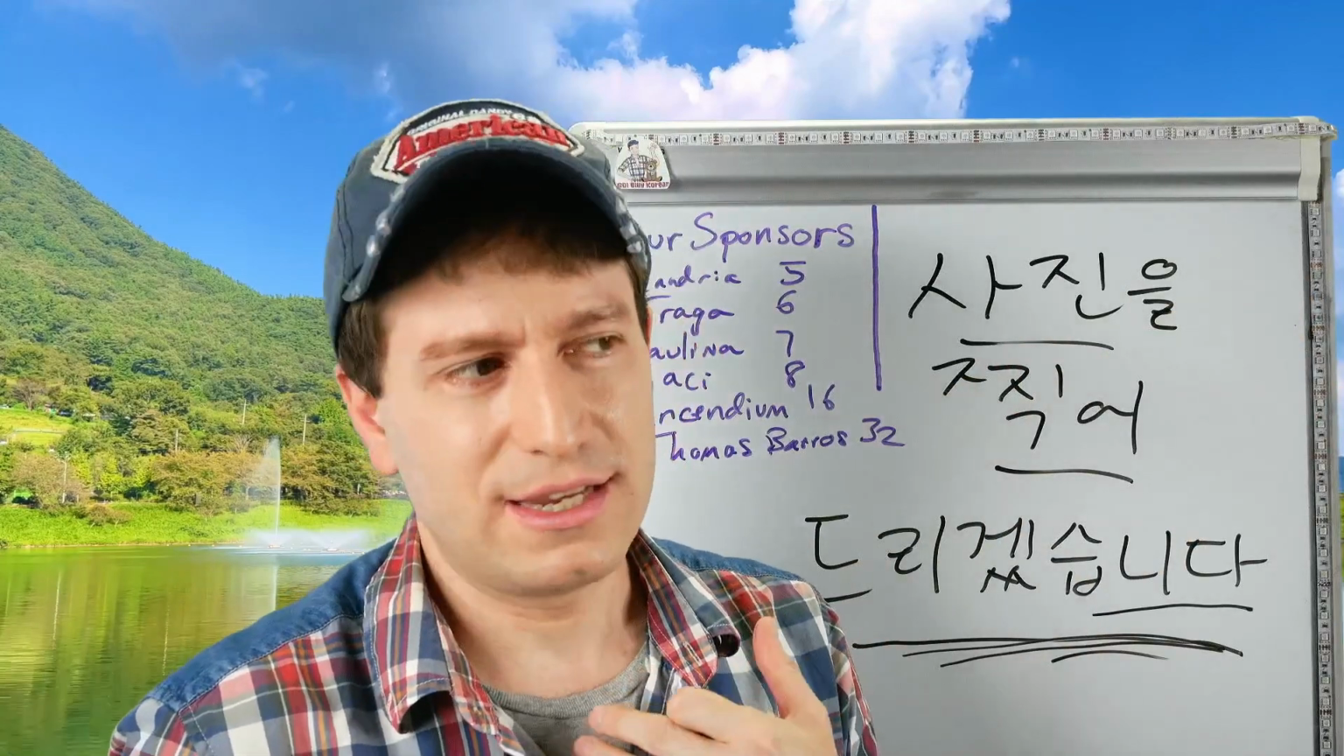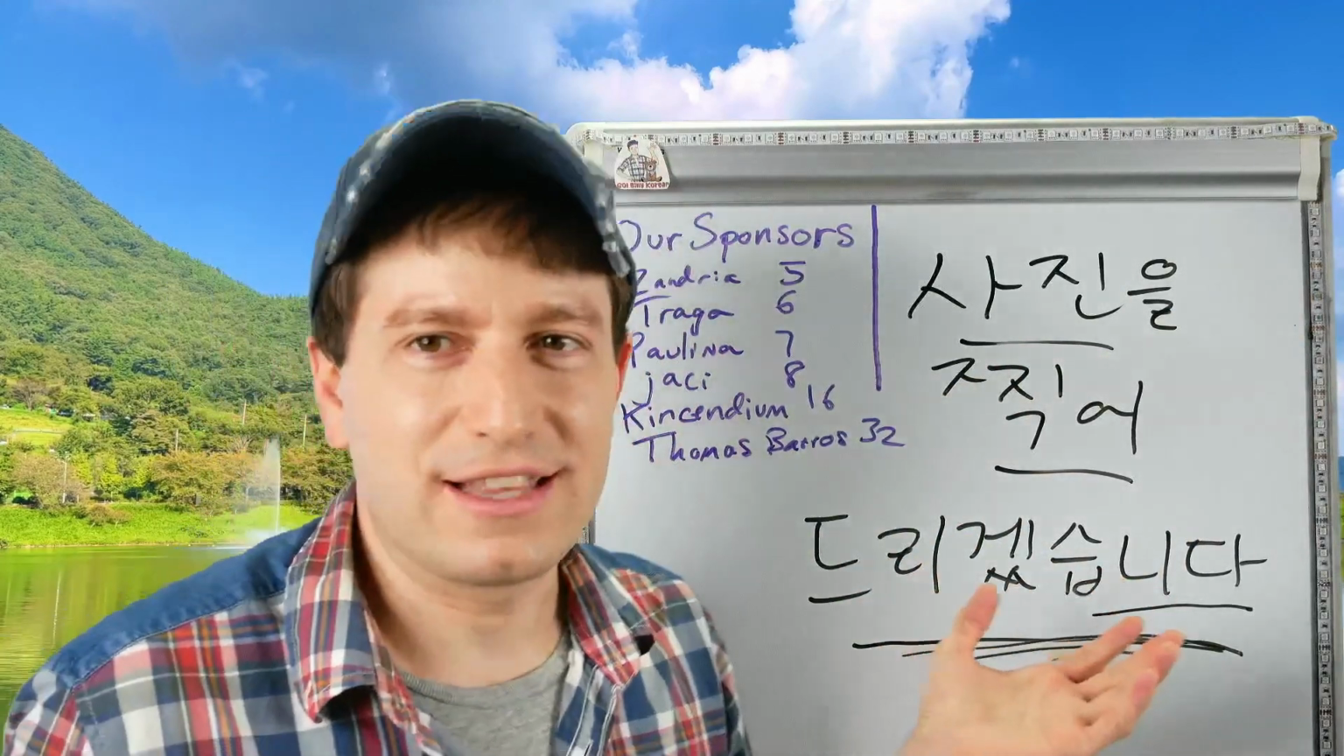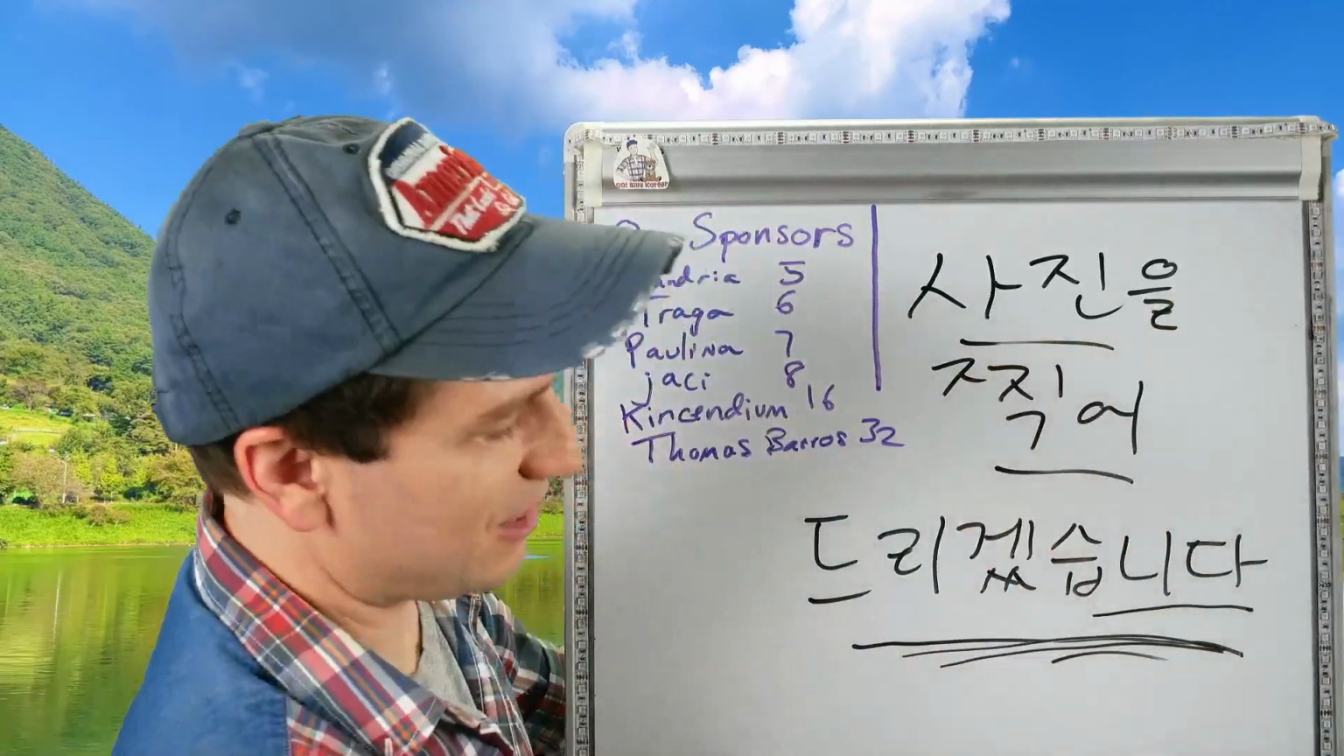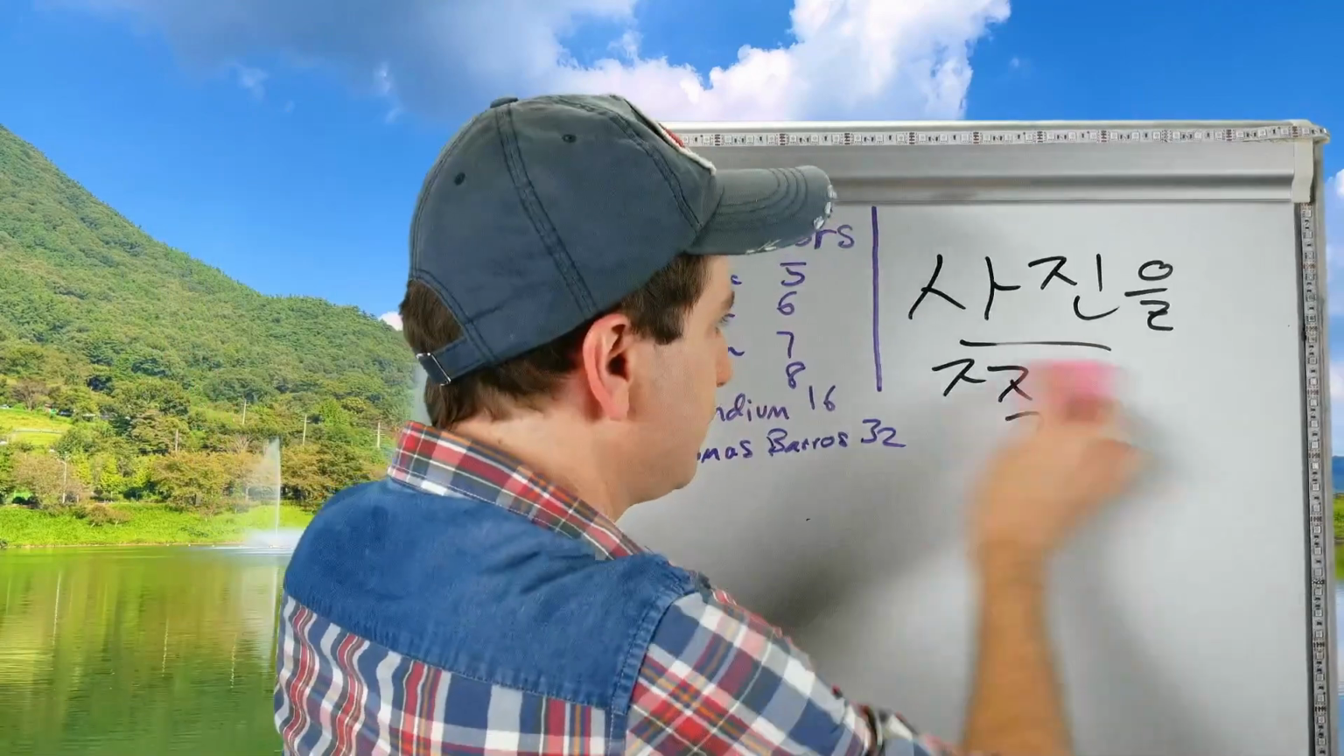사진을 찍어 드리겠습니다. Now this would be very formal. You're not going to need to speak like this. You can just use 드릴게요. But I've given you this example just to show you. 사진을 찍어 드리겠습니다. So I will take a photo for you.